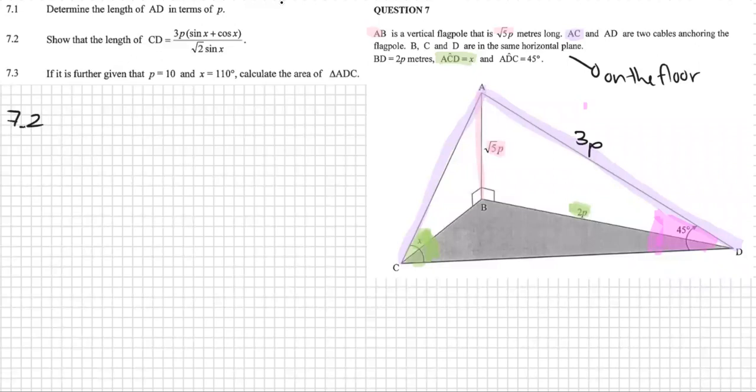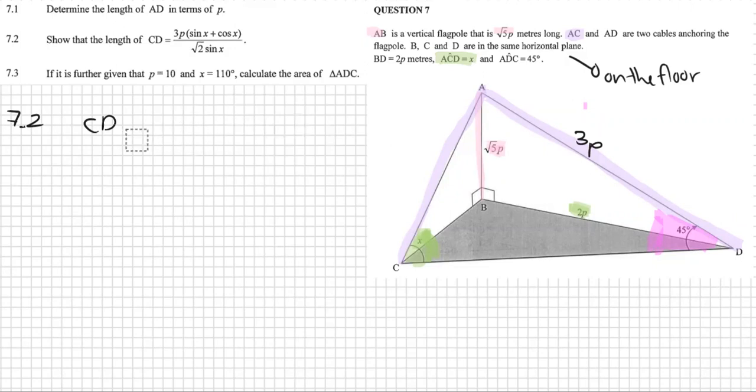7.2. Show that the length of CD in the front triangle is this whole thing. So we want CD, and it's going to be equal to something with sine, cos, and p's in it. We don't have to give actual values. We can just leave it how it is, but we need some sort of sine, cos, and p is going to be part of the answer. All right. Let's take a look.